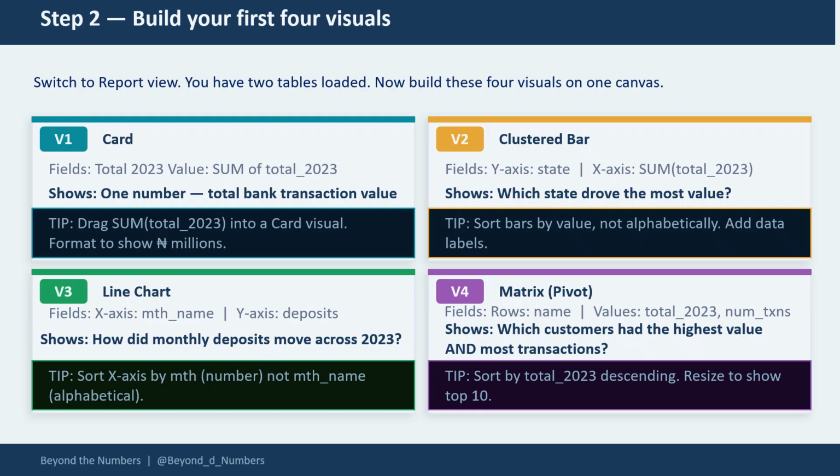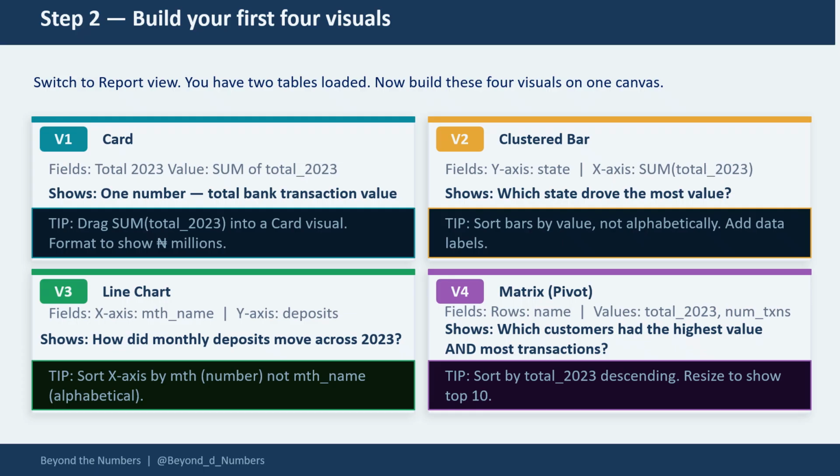The third visual, a line chart. The x-axis here will be the month name and the y-axis will be the deposits. Sort the x-axis by month number column, not month name. If you sort alphabetically, April comes before January and the line makes no sense. So you have to sort by month number and the trend reads left to right correctly.